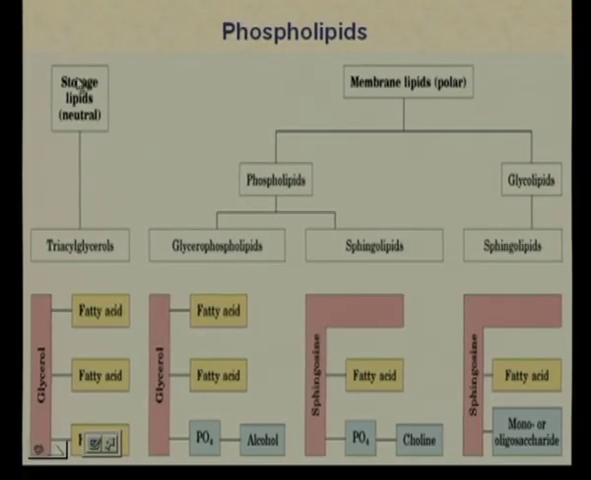So, if we go back to the breakup, we have storage lipids that are triacylglycerols, fatty acids. We have membrane lipids that are phospholipids or glycolipids. The breakup of phospholipids is glycerophospholipids or sphingolipids, where the backbone is basically different. Okay. Now, we will study this in a bit more detail.